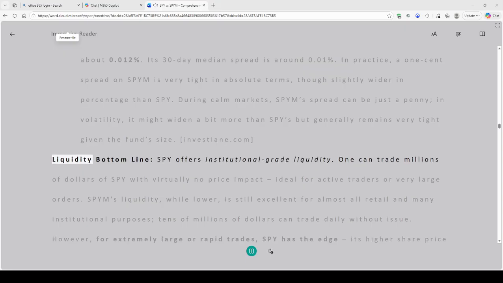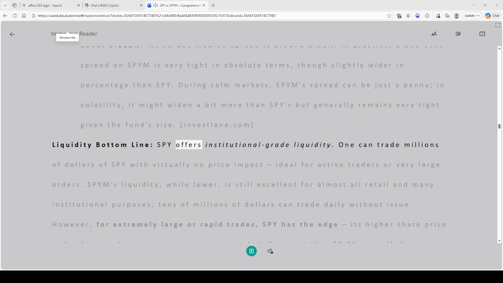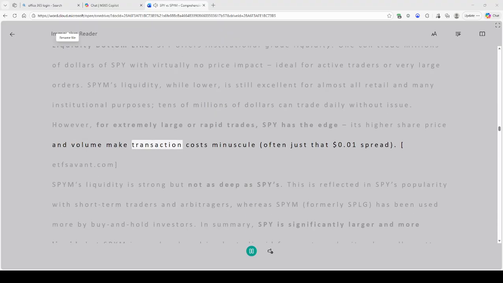Liquidity bottom line: SPY offers institutional-grade liquidity. One can trade millions of dollars of SPY with virtually no price impact, ideal for active traders or very large orders. SPYM's liquidity, while lower, is still excellent for almost all retail and many institutional purposes. Tens of millions of dollars can trade daily without issue. However, for extremely large or rapid trades, SPY has the edge. Its higher share price and volume make transaction costs minuscule, often just that 1-cent spread.